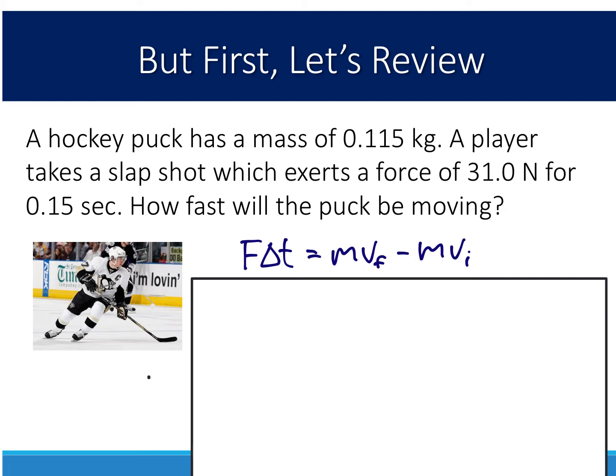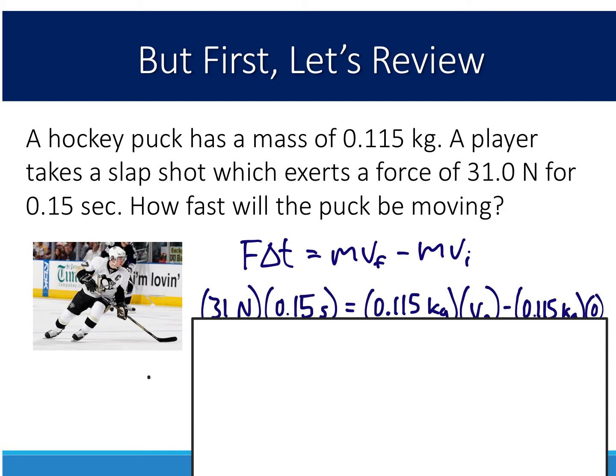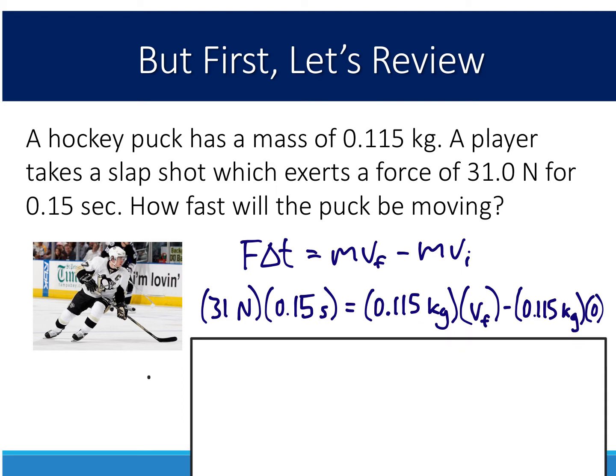Then we can take a close look at adding our numbers in. The force is 31 newtons. The time is 0.15 seconds. The mass of the puck is 0.115 kilograms. We're solving for the final velocity, so you see that listed here. The initial velocity is 0, so this term will actually drop out of our equation.